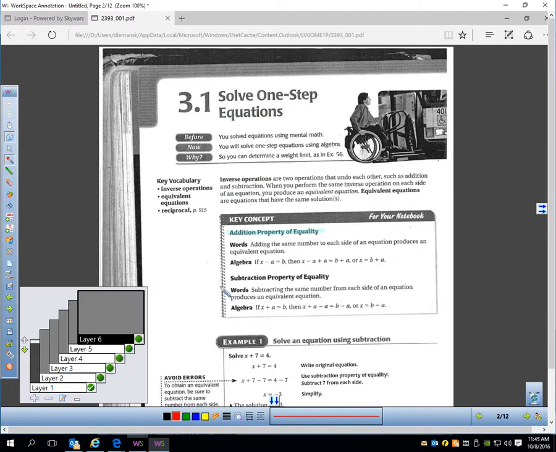There are two properties we would need to know, and we just used one of them in my prior example. There's first of all the addition property of equality, a pretty basic property. When you add the same number to each side of an equation, it produces an equivalent equation. I'm going to draw a quick little picture.